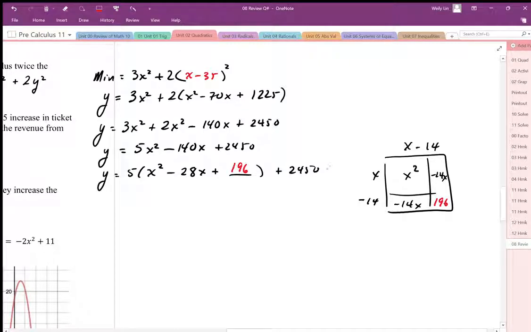Now I need to balance that off. So I'm going to balance it on the same side of the equation. So I've added 5 groups of 196. So really I've added 980. So I have to subtract 980 from the same side. Once I've done that, I'm going to end up with 5 times (x minus 14) squared plus 1470.